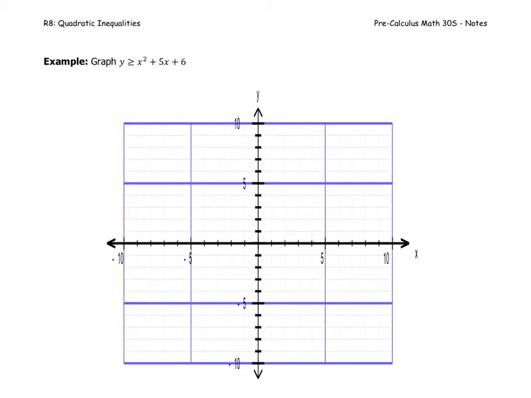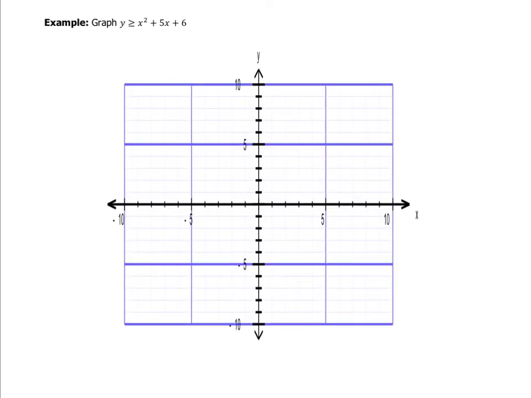Okay, we're going to graph this. y is greater than or equal to x squared plus 5x plus 6. Well, I could factor this. That's (x plus 3) and (x plus 2). That tells me I have two x-intercepts at x equals -2 and -3, with the vertex just tucked in between there.